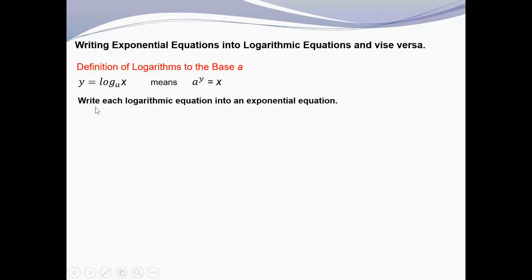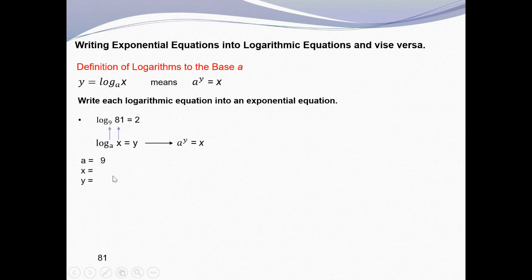Okay, now write each logarithmic equation as an exponential equation. So they give me log base 9 of 81 equals 2. So we have to go from logarithmic to exponential. Right? So I have to get the values of what's a, what's x, and what's y. And we have to put it in this form, in exponential. So a is equal to 9, right?